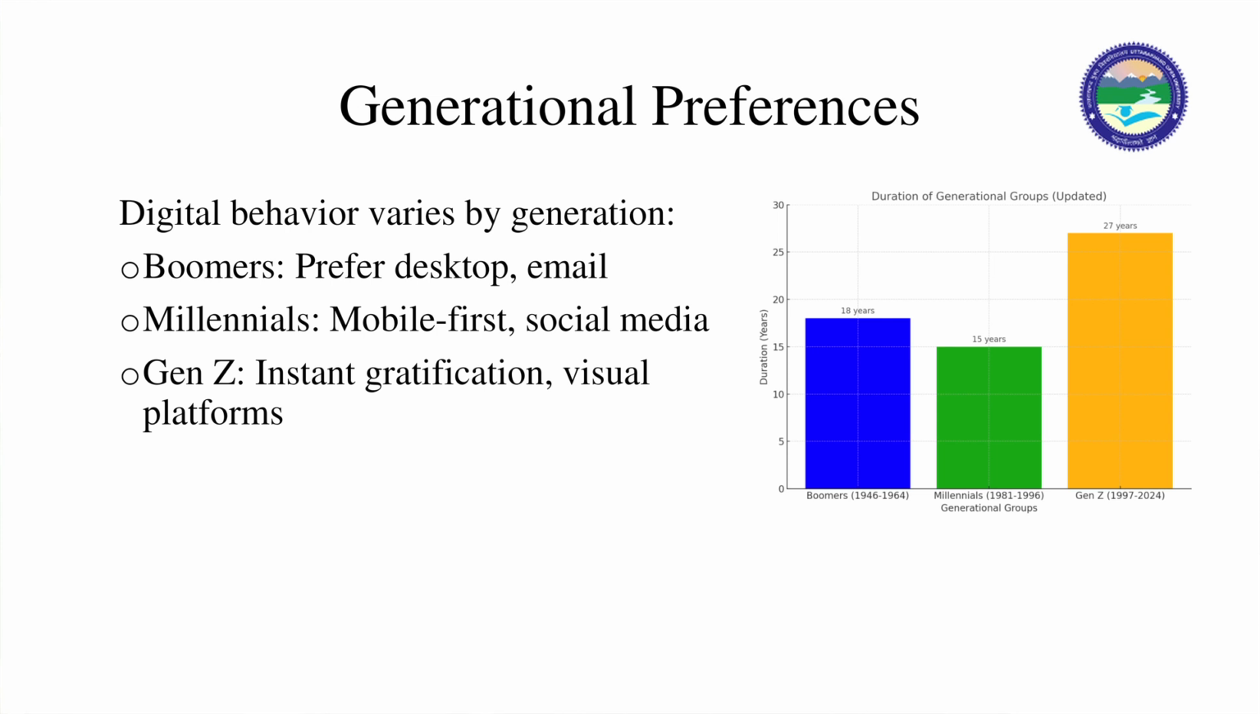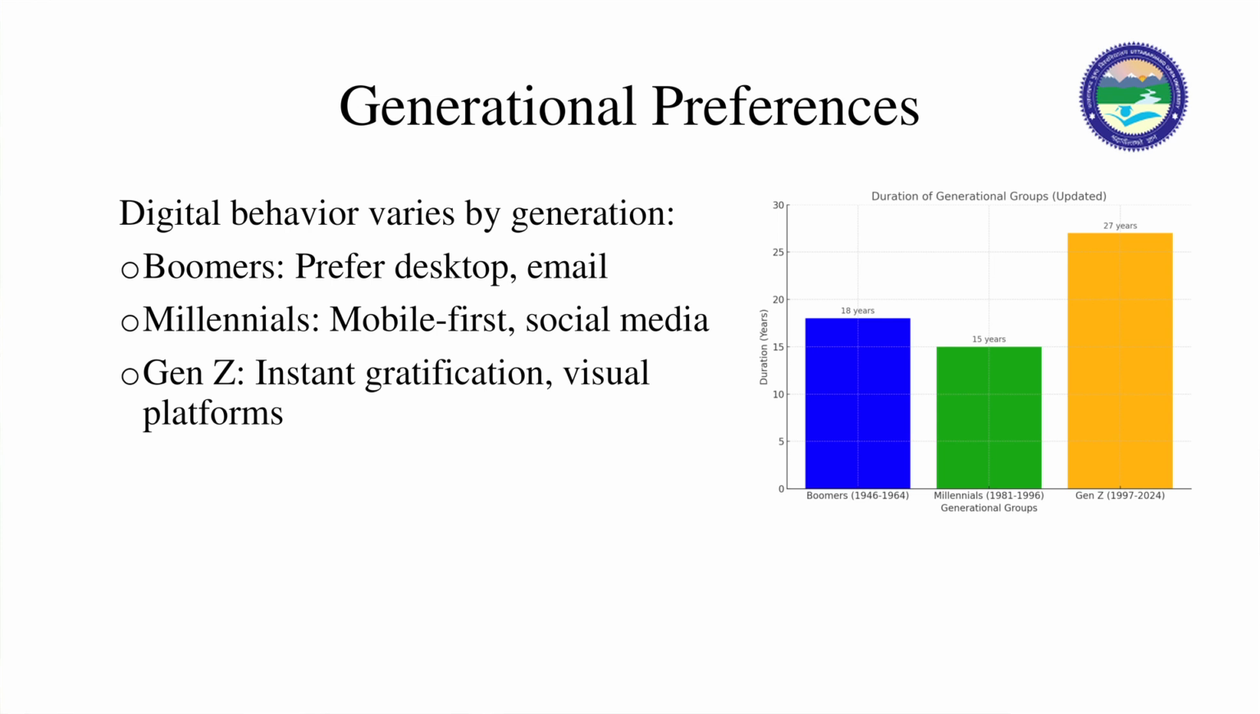Those born between 1946 and 1964 are called boomers. Boomers experienced the rise of television, print media, and early personal computer systems. They tend to favor more traditional and structured methods of communication. Second, those born between 1981 and 1996 are known as millennials. They grew up during the digital revolution, experiencing the advent of internet, smartphone, and social media. They are known for being adaptable to new technology.